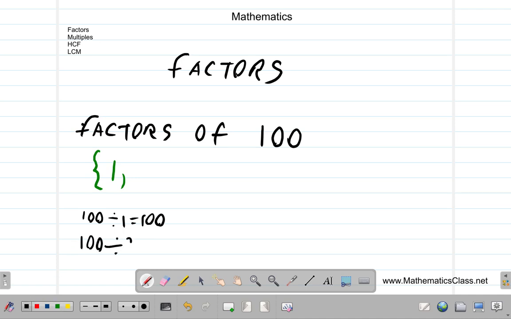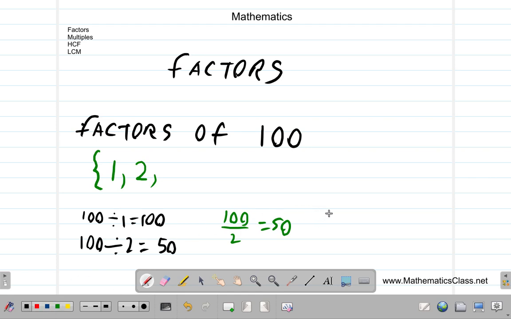100 divided by 2 is what? 50, no remainder. So 2 is a factor of 100. 2 can divide into 100. You get the answer, but no remainder. I could write it like this as well. 100 over 2 is 50. Remainder is 0, no remainder. You see?